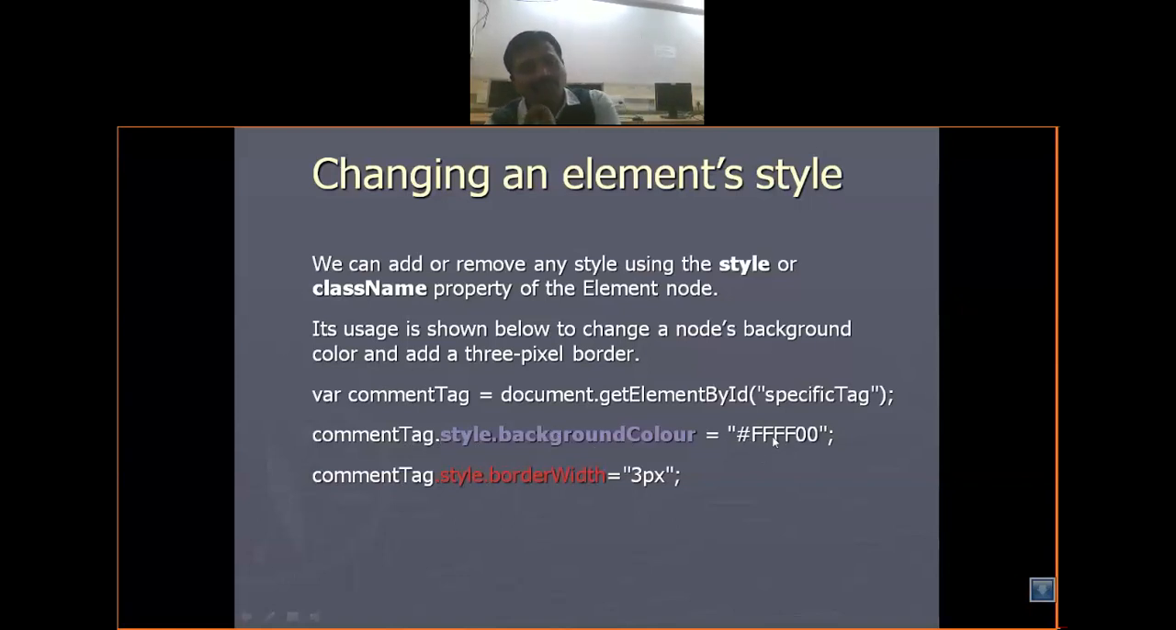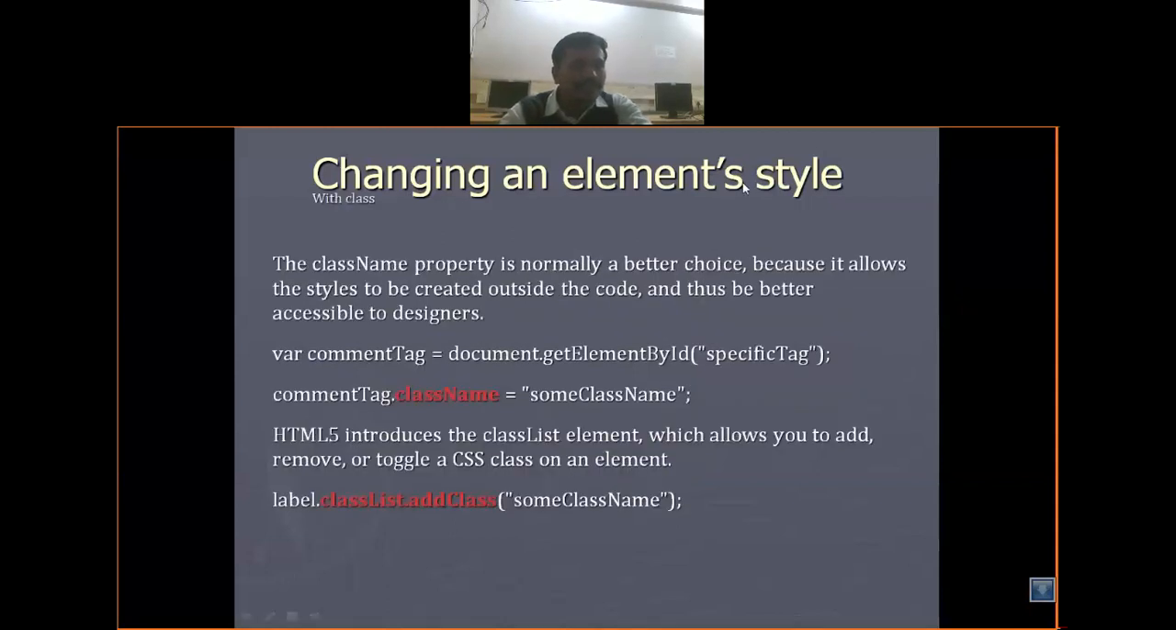For background color you can specify an English word such as green, red, or blue. Otherwise you have to know the color code very well. But at least you have to know what the color name is, what color is there, so at least you are aware of that. Comment tag dot style dot border width is 3 pixels, so the 3 pixel size is displayed automatically. The className property is normally a better choice because it allows the style to be created outside the code, and is thus better for accessibility and design.